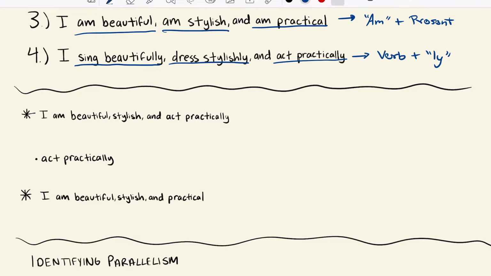So here are some examples of incorrect sentences. So it says, "I am beautiful, stylish, and act practically." So here, this is present, and this is also present. But this is verb plus ly. So this is not parallel with the other ones. To make it parallel, we would have to say, "I am beautiful, stylish, and practical," which would make them all present tense and all parallel.